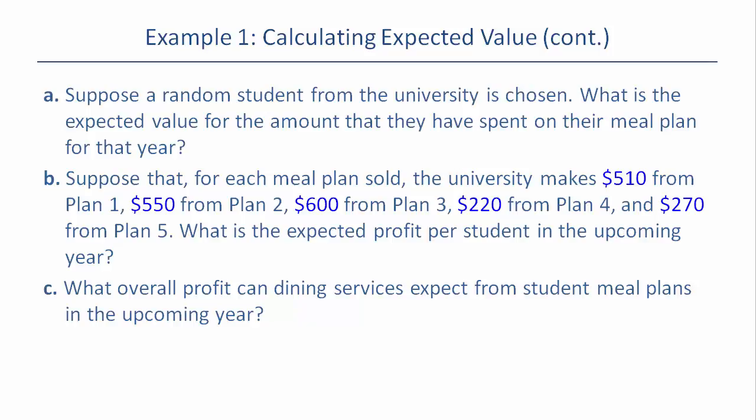Suppose we choose a student at random. What's the expected value for the amount that that student has spent on their meal plan? And basically what A is asking, it's really just asking what's the average amount of money per student paid for meal plans? Because that's really what an expected value is. It's an average, right? We added a bunch of stuff together. And you go, okay, but we didn't divide by anything.